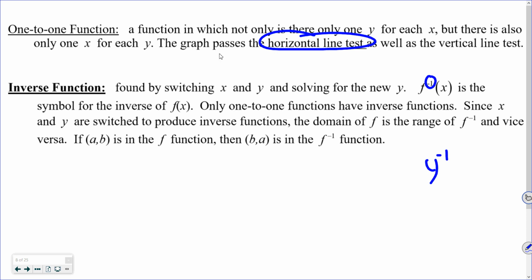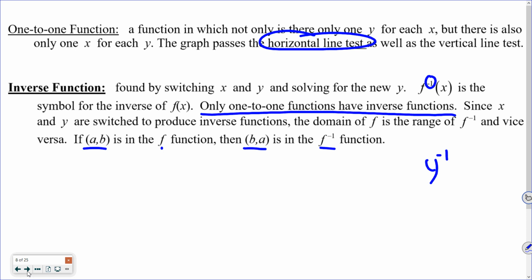Only one-to-one functions have inverse functions. The reason why is because when I switch the x's and the y's, for every y, there has to be only one x, so that when I switch it, that still holds true. So for an example of that, if (a, b) is a point on f, that means that (b, a) has to be a point on the inverse, right? The x and the y just have to be switched places.